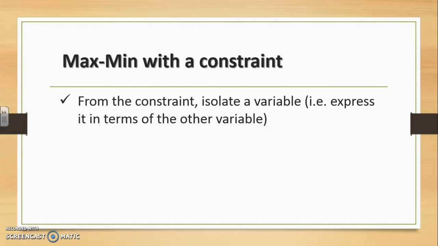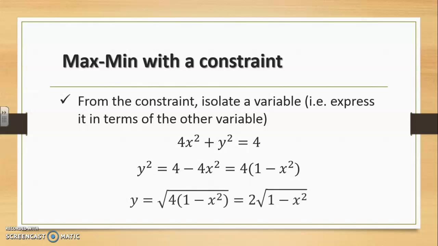The second step of our guideline was to use the constraint to isolate a variable. So from 4x squared plus y squared equals 4, perhaps the easier choice is to isolate y squared at first by subtracting 4x squared to the right. 4 is common and can be factored. And we can find the corresponding value of y by rooting both sides. Now, again, in this case, there should be 2 possible values of y. But since we are restricting ourselves to the first quadrant, we're going to retain only the positive root, 2 times the root of 1 minus x squared.